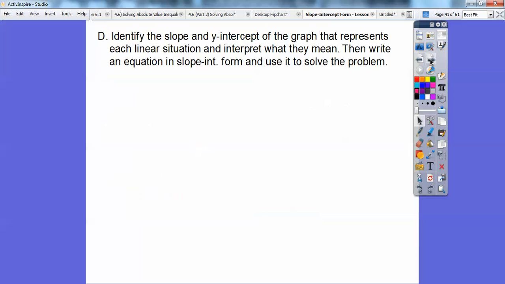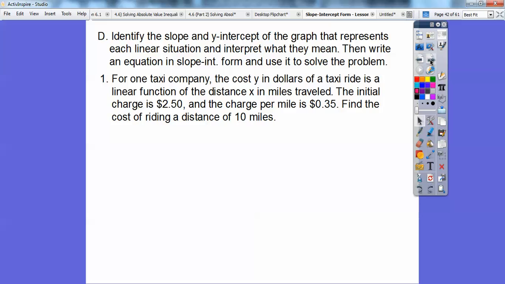All right, so identify the slope and the y-intercept of the graph that represents each linear situation and interpret what they mean. Then write an equation in slope-intercept form and use it to solve the problem. Okay, so here's one. For one taxi company, the cost y dollars of a taxi ride is a linear function. Linear means y equals mx plus b, for today anyways, of the distance x in miles traveled. Okay. The initial charge is $2.50.